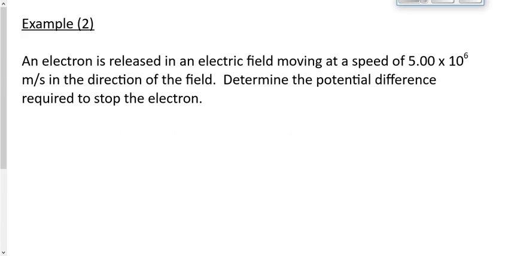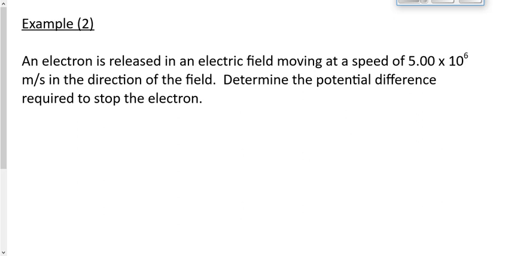Example question number 2 now says an electron is released in an electric field. It's moving at this speed in the direction of the field. Determine the potential difference required to stop the electron. Okay, this is kind of a hard one to wrap our minds around, I think. It's moving at this speed in the direction of the electric field. What's the potential difference required to stop the electron?